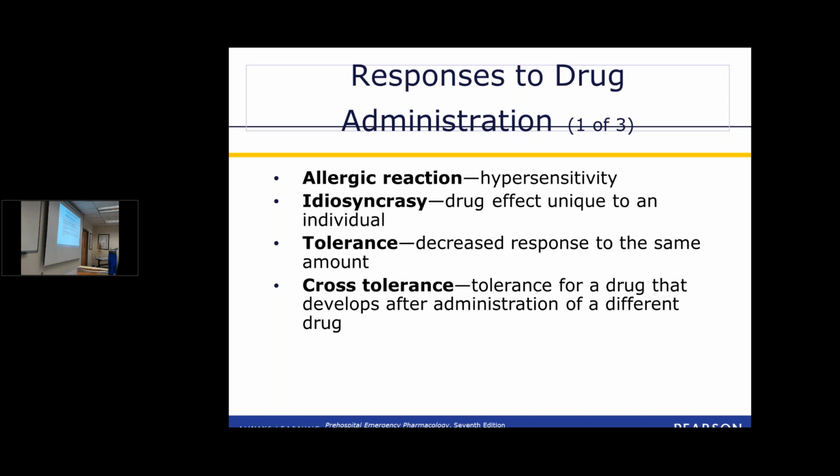Although there's hundreds of others out there as far as what creates an allergic reaction. But with hypersensitivity, the body's response the second time or third time is that we'll build up antibodies to whatever that particular drug is. This is when you start hearing about allergic reactions. This is when you sometimes hear about anaphylaxis as well.